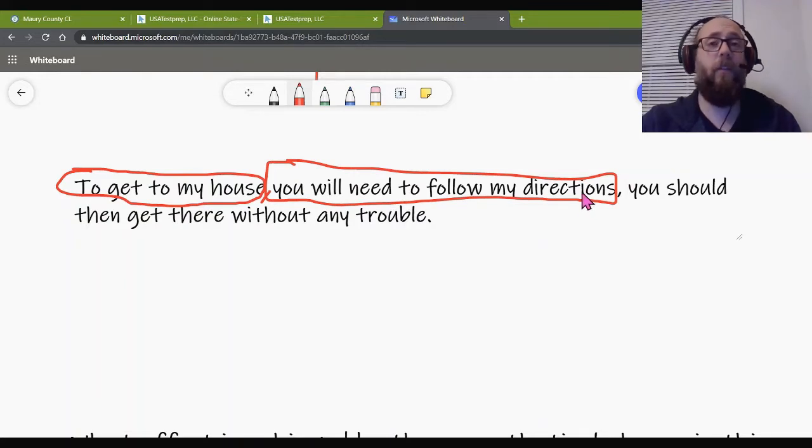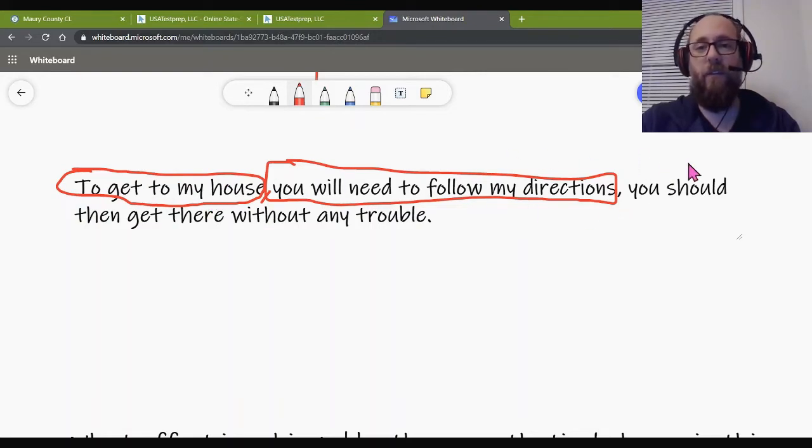That can be a sentence all by itself, because there's a subject and a predicate. You will need to follow my directions. This doesn't have a subject. It has a predicate, to get to my house, but there's no subject. So these kind of work together, and we can separate an independent clause that can stand by itself and a dependent clause with a comma if we switch the order.